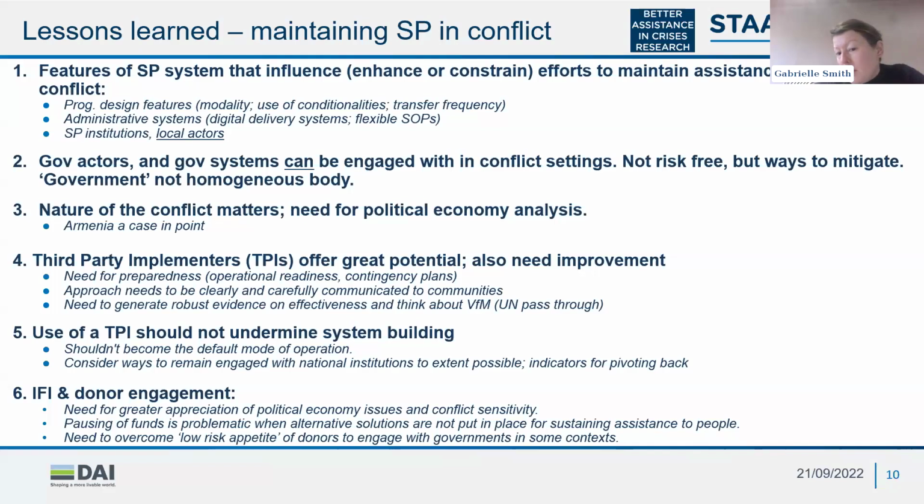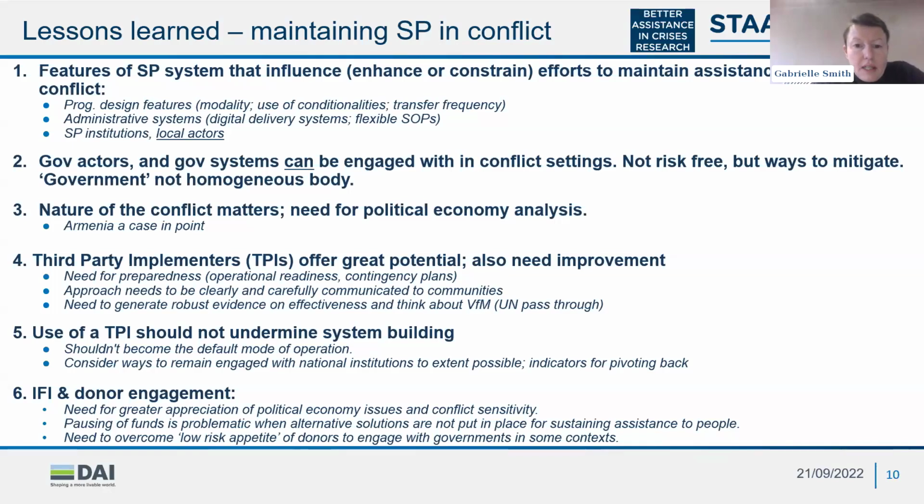That there should be more involvement of conflict experts in the design of safety net systems. That pausing of funds is problematic when alternative solutions are not put in place immediately for sustaining assistance to people. There was also some criticism in some countries of low risk appetite of donors to engage with governments in some contexts, and key informants felt that the risks of engagement need to be weighed against the risks of non-engagement and on what that means for assistance to people.